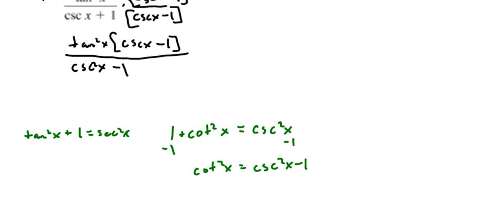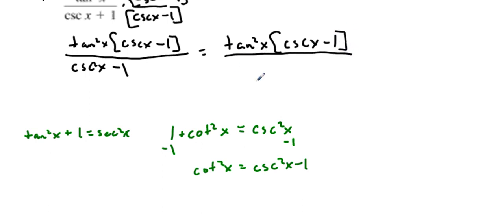Because I'm going to put in cotangent squared now. When I do that, hopefully you're following, I'll still have tangent squared of x, and cosecant of x minus 1 still on top. I'm going to replace this expression, which is the same, with my cotangent squared. So that's why I'm going to have cotangent squared of x right there.